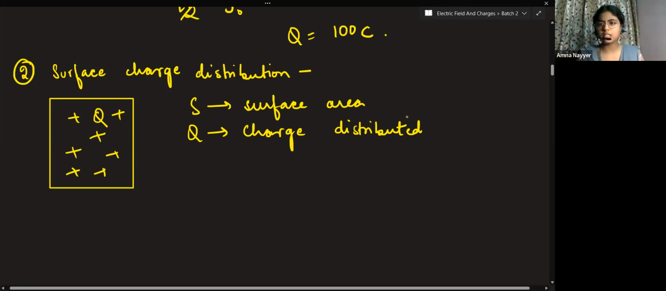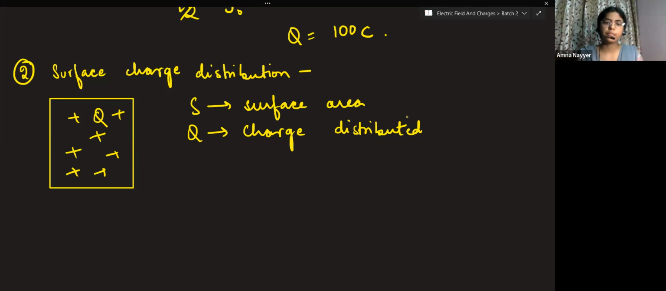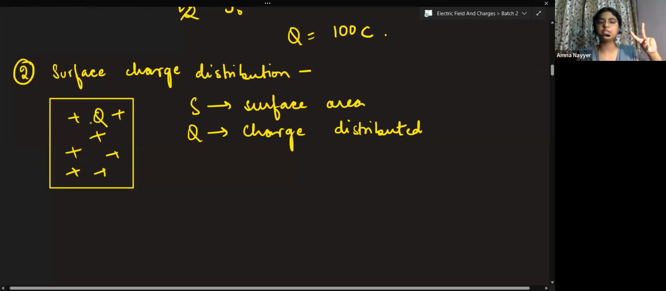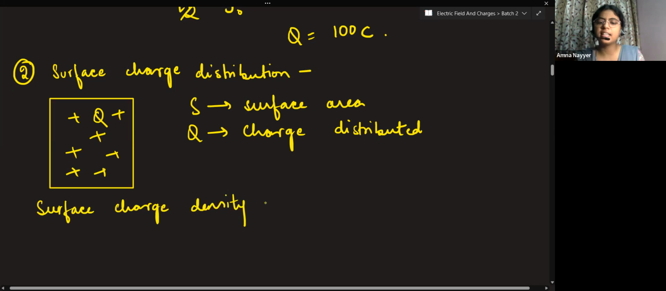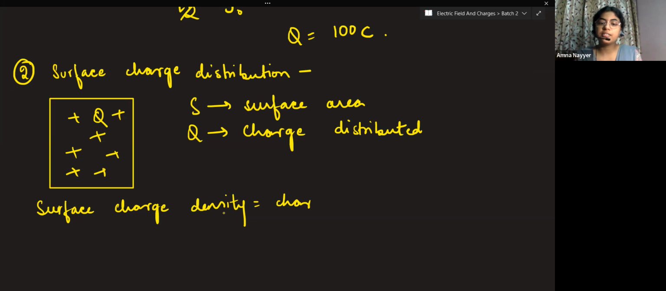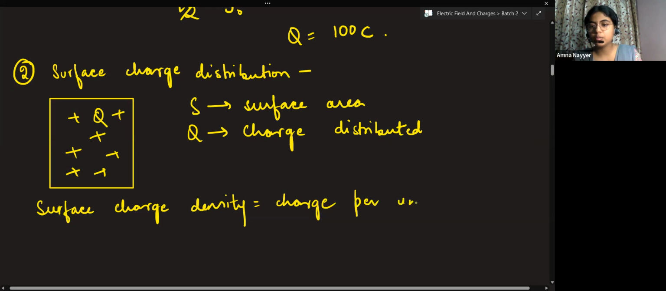This is the same as linear charge distribution. It's just that now this is 2D. That was one dimension only. Now you have two dimensions with you. It is a plane surface. So here you have surface charge density. Surface charge density means charge per unit area. Linear charge density was charge per unit length. Surface charge density is charge per unit area. So now you'll have everything that was in terms of length.